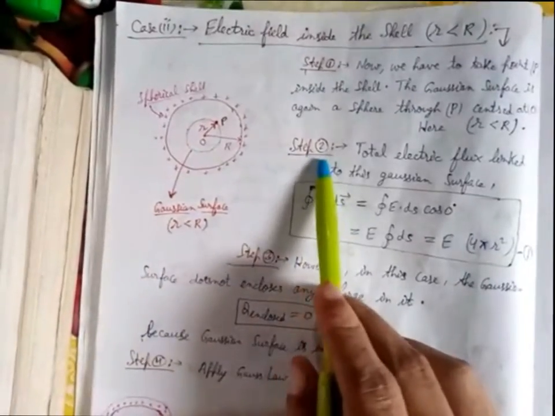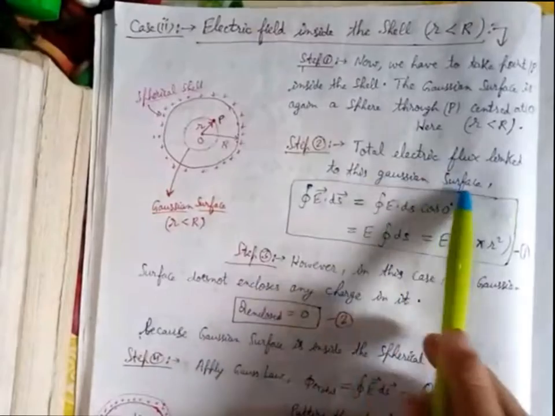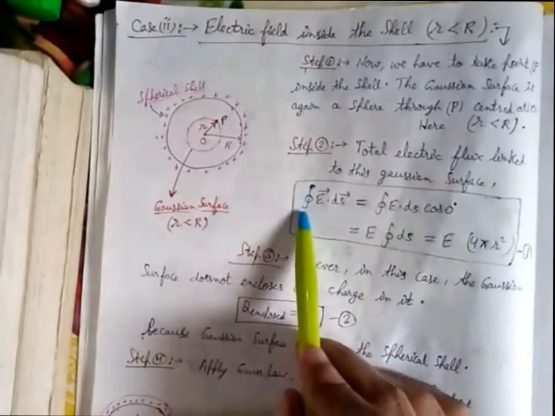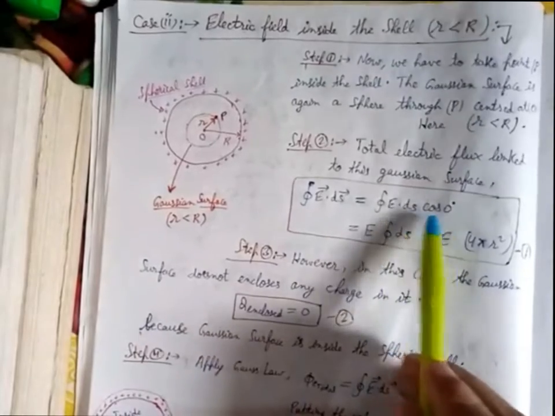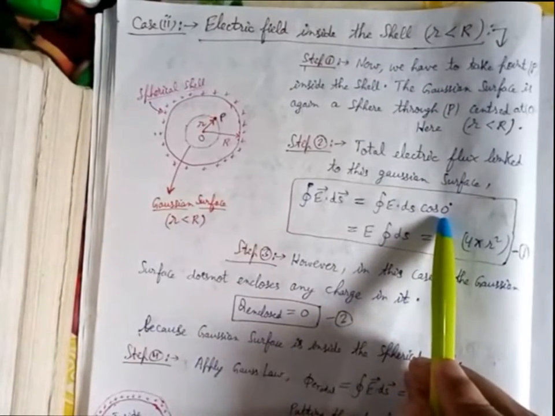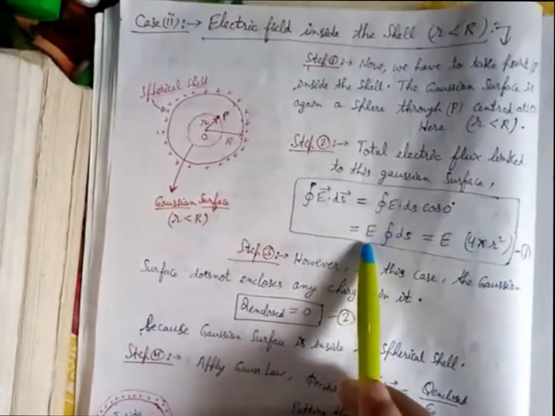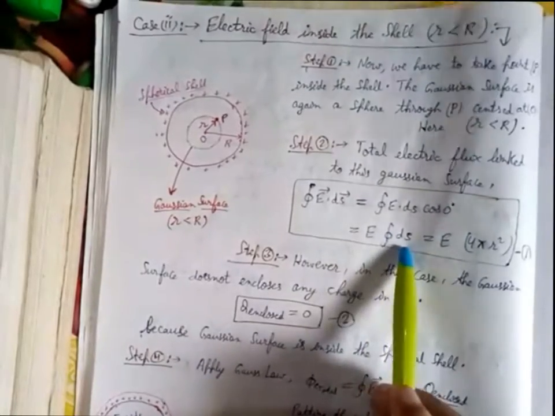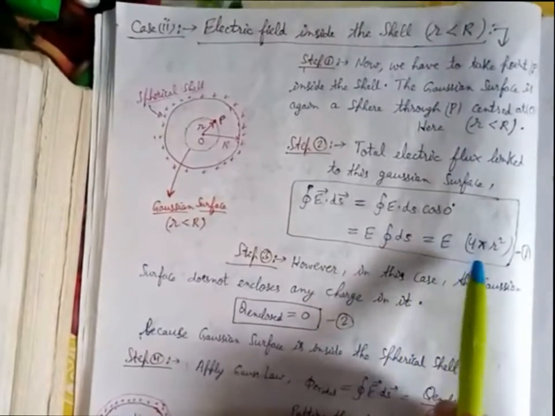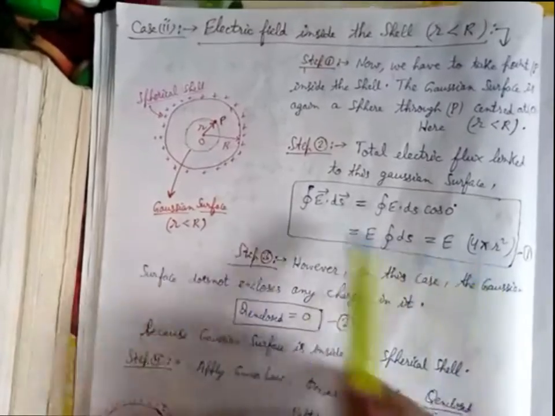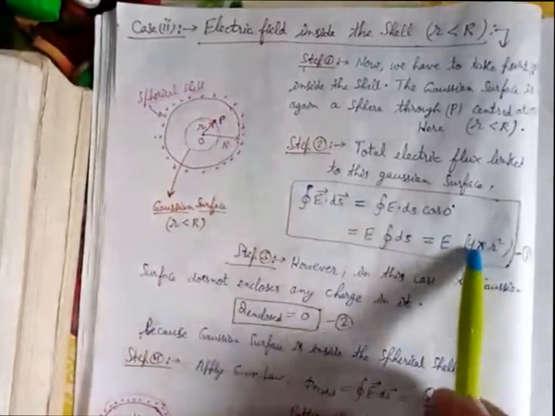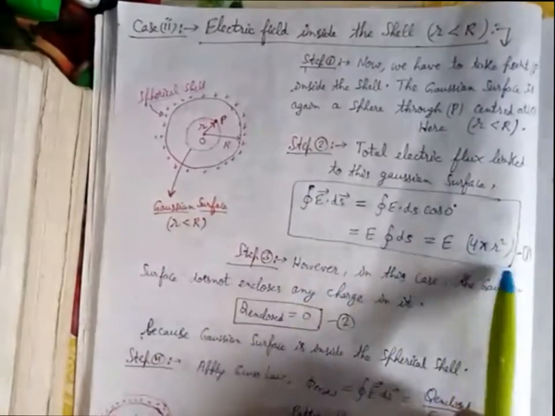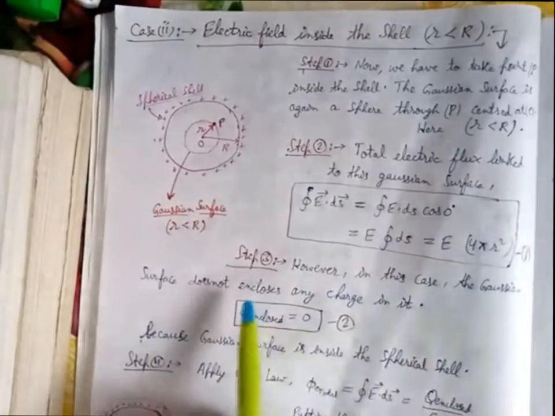Now the step second is total electric flux linked through this Gaussian surface will be closed integral E dot ds, that will be E into ds into cos of 0 degree, because the angle is 0 degree. This will be E closed integral ds, and this closed integral ds will be 4 pi r square, that is the area of this Gaussian surface, that is 4 pi small r square. So this is equation number 1 we are getting.